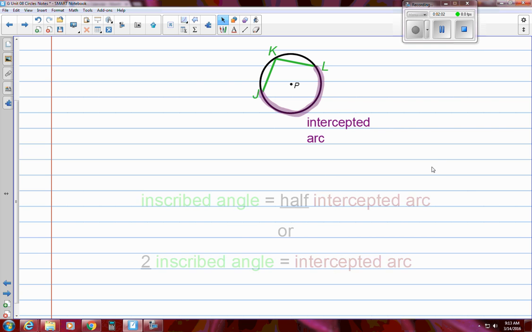So very similar to central angles, but the location means that instead of the relationship between the angle and the intercepted arc being exactly the same, now it's half or double depending on what you're looking at first.